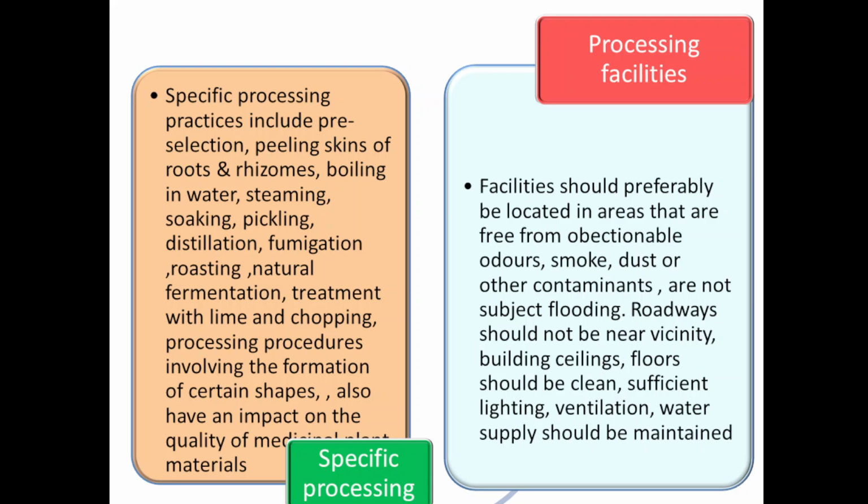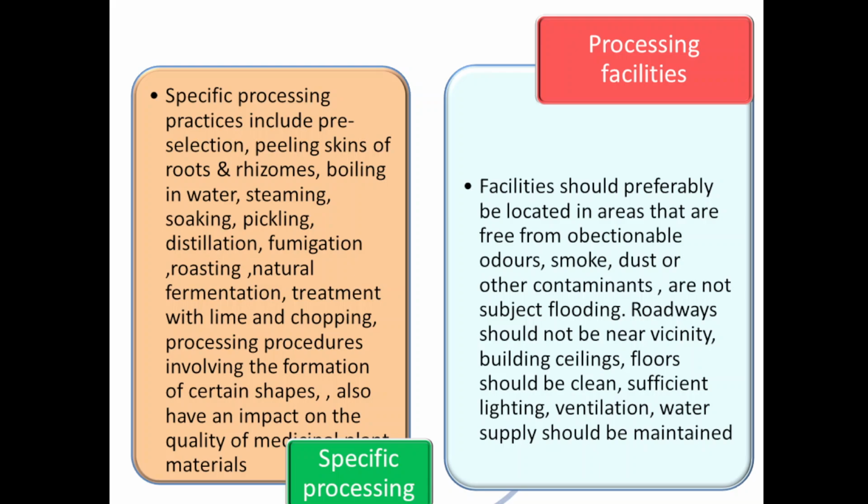The facilities should preferably be located in areas that are free from objectionable odor, smoke, dust or other contaminants, and are not subject to flooding. Roadways should not be in the vicinity. Building ceilings and floors should be clean. Sufficient lighting, ventilation, and water supply should be maintained. So the facilities or the area where all the processings are done should be free from odor, smoke, dust or other contaminants, otherwise the herbal raw material will get contaminated.